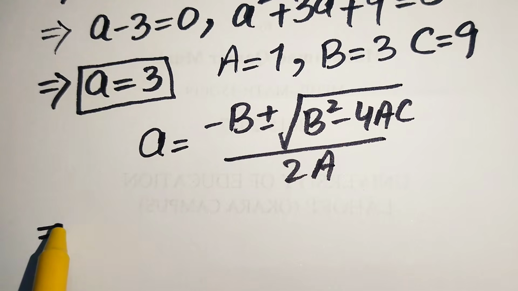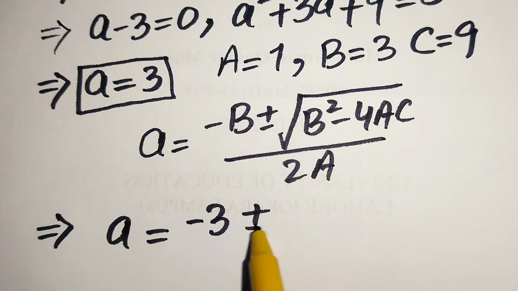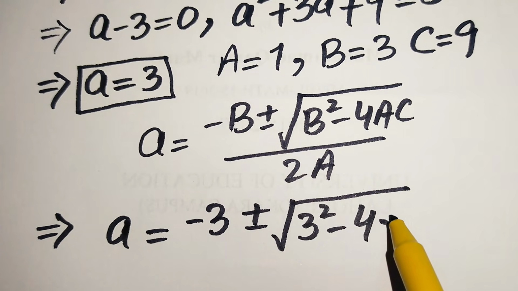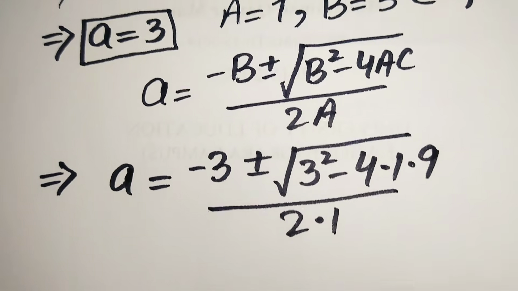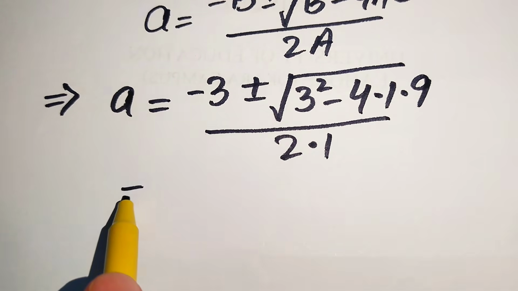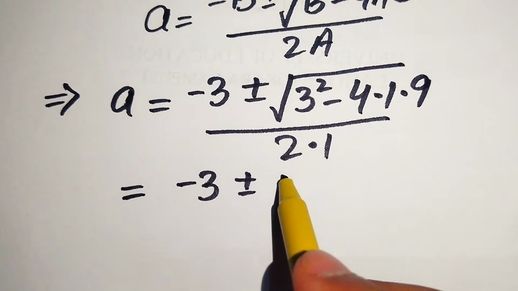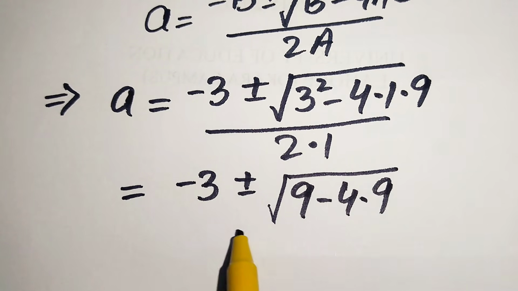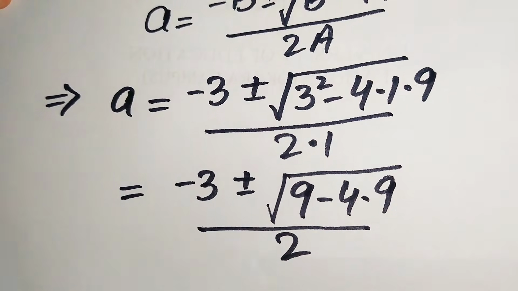So we substitute all the values of a, b and c here, so it will be written as a is equal to minus b, the value of b is 3, so it becomes minus 3 plus minus square root of b square, b is 3 square, minus 4 times a is 1, and c is 9, and it is divided by 2 times a, and here our a is equal to 1. And now in the next step we need more simplifications here, and it will be written as minus 3 plus minus square root of 3 square becomes 9 minus 4 times 9, and it is divided by 2 times 1 is equal to 2.